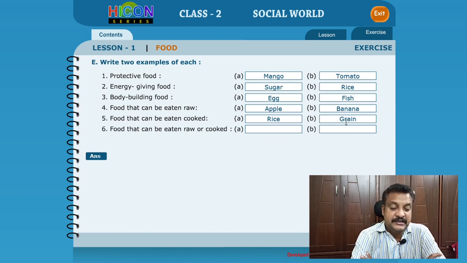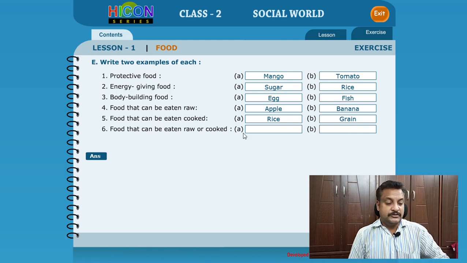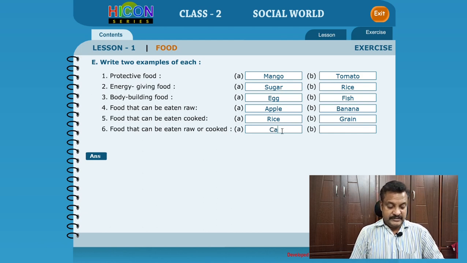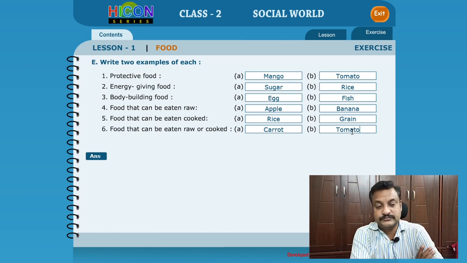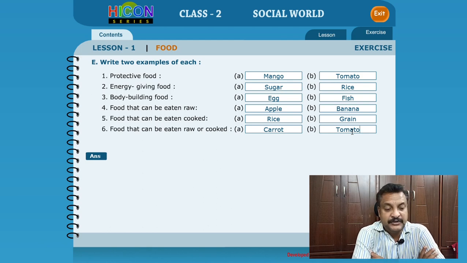Food that can be eaten raw or uncooked. A food that can be eaten raw. So what is it? One is a carrot, the other is tomato. Okay, so we have completed this exercise by adding two examples each for each of the descriptions given there.